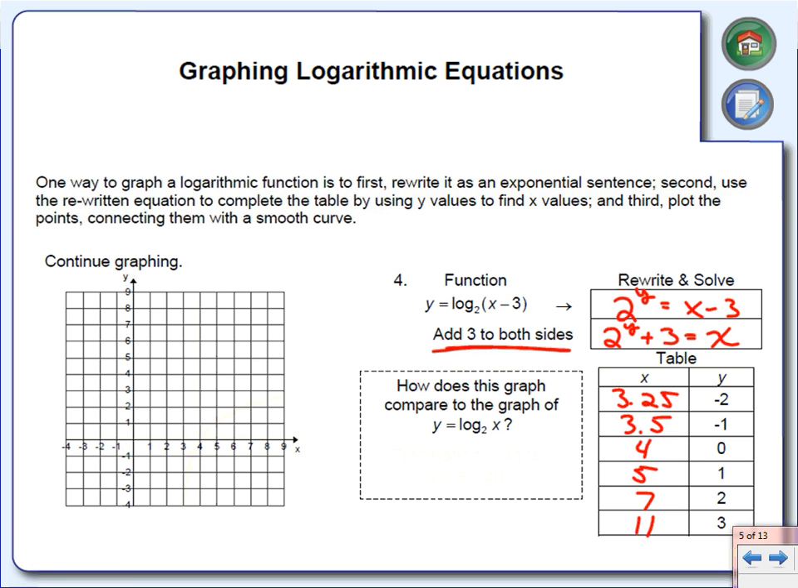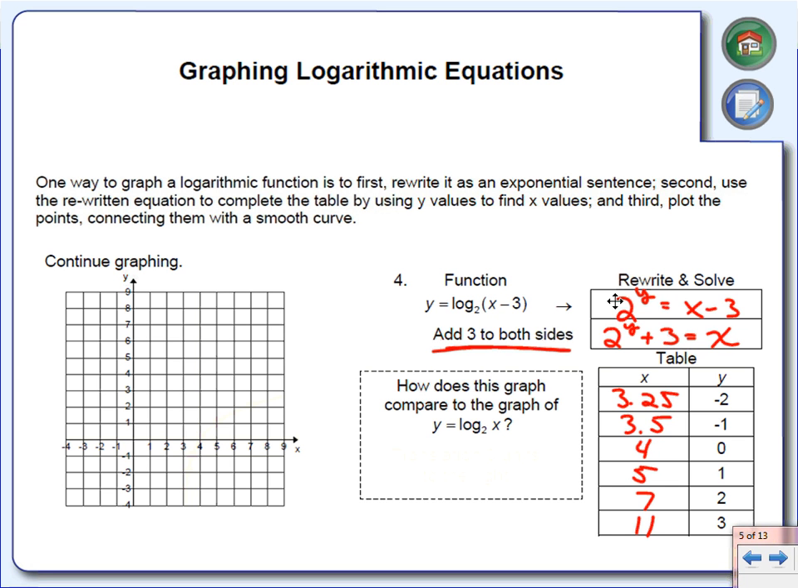What I need you guys to do now is go ahead and plot your points, and let's see what this graph is going to look like. Let's see what graph we get. Again, make sure you're connecting the dots once you've plotted all the points.